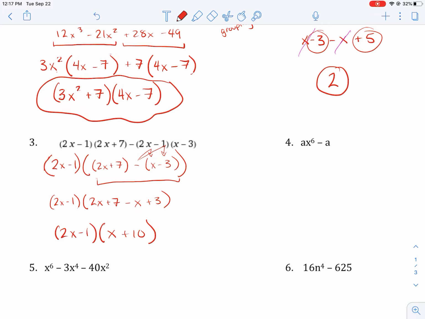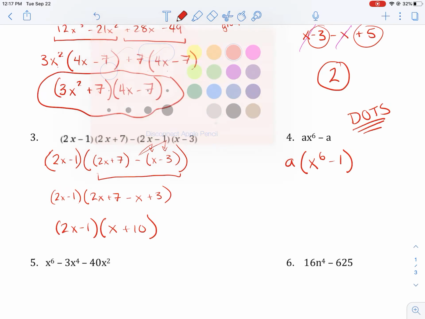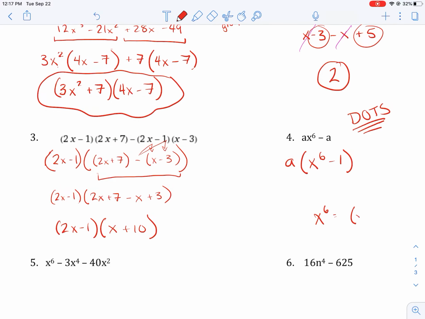Okay, number 4. This one's got a little trick to it. Hopefully you recognize you can take out an a from both sides. So you're left with x to the 6 minus 1. And some of you are thinking, well, aren't we kind of done here? Wrong, because this is an example of a DOTS problem. What gives you that strong indication is this number right here. Because it is even, can 6 be divided by 2? Absolutely. So x to the 6th is really x cubed squared.